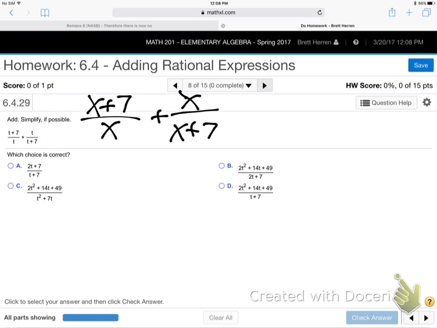So step 1, LCD. Or no, factor denominators. Yeah, we don't need to factor anything, huh? No. Step 1, nothing to do. That's why I always forget the step. There's no denominators to factor here.